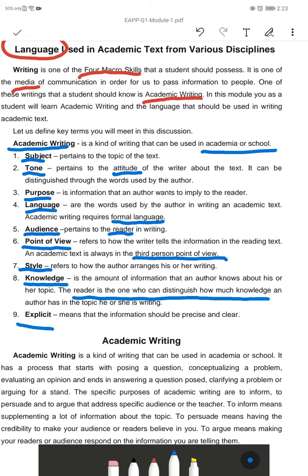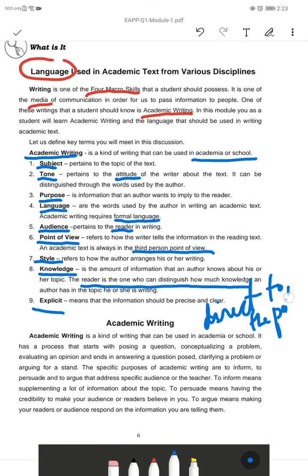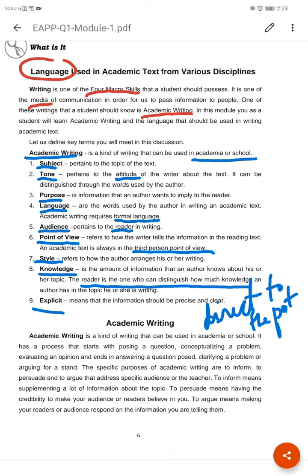And then finally, we have explicit. Explicit means that the information should be precise and clear, meaning the information is direct to the point. Okay? You get that? As simple as that. Explicit means the information is precise and clear. It's exact. It's direct to the point.